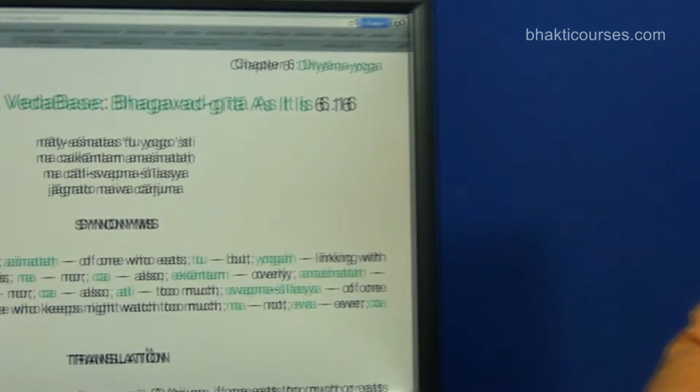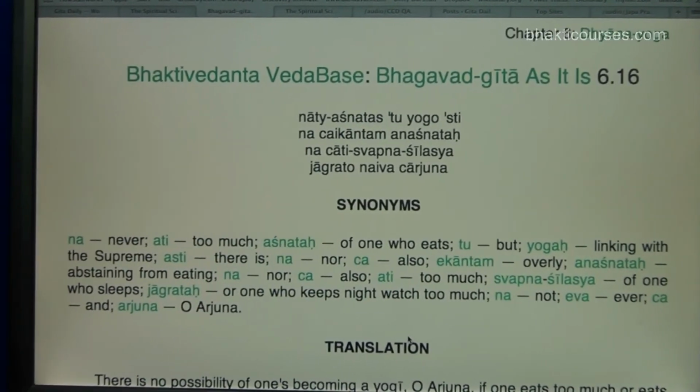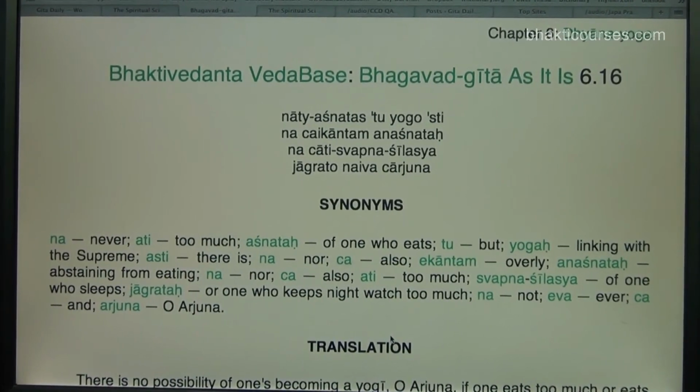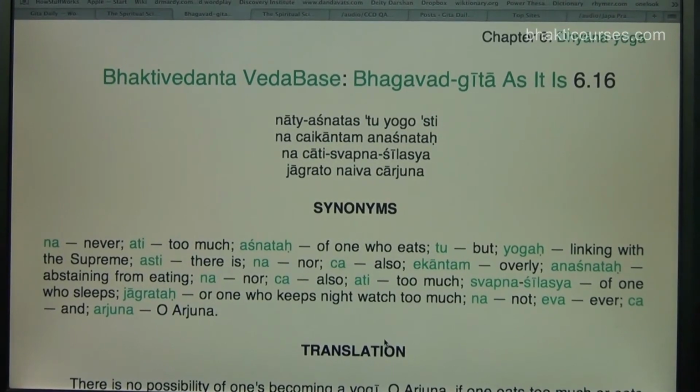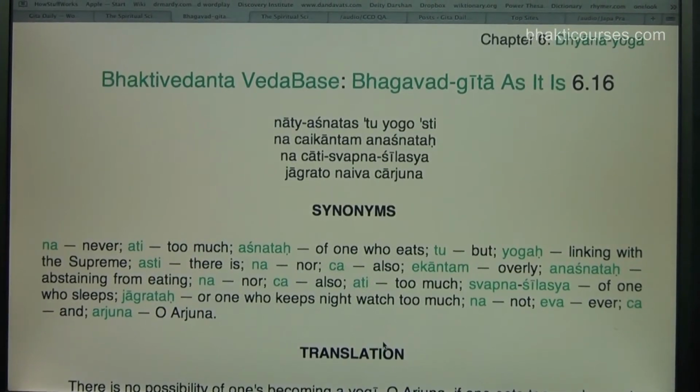So now Krishna will start again from the basics over here. And what does he say over here? How should the yogi practice sadhana? Natyashnatastu yogosti nachaikantamanashnataha nachati swapnashilasya jagrato naiva cha arjuna.